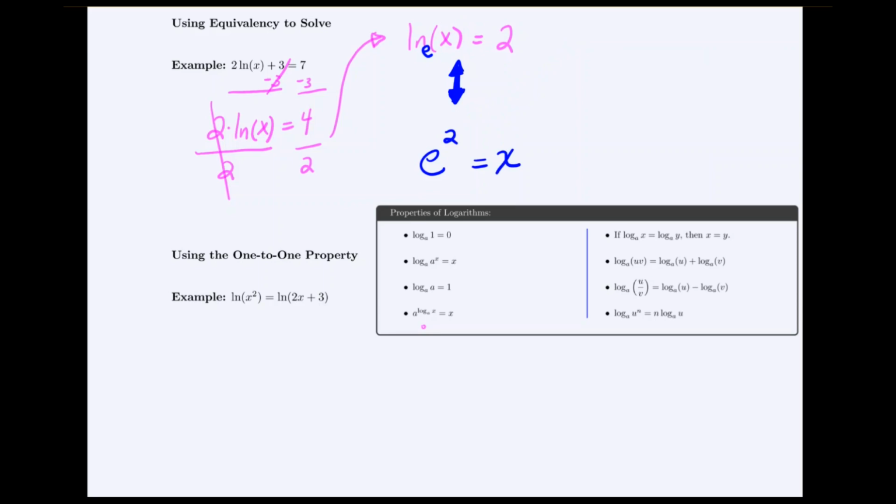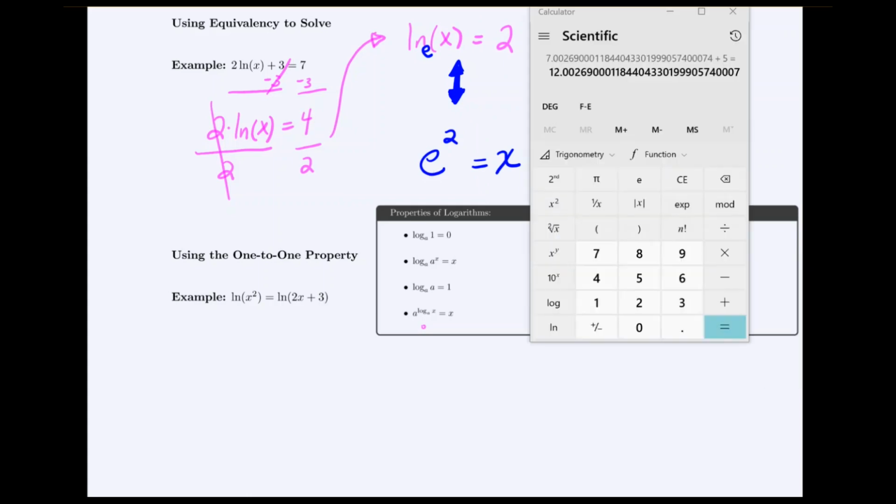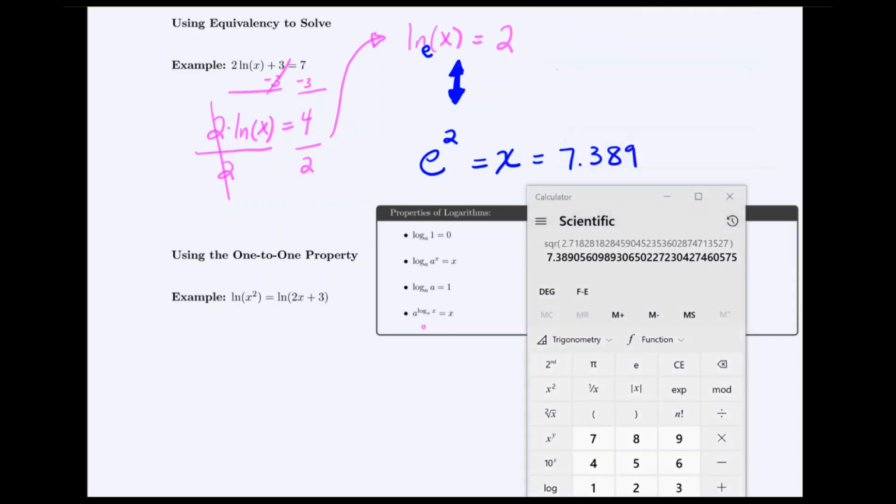And through this way, instead of having to solve for x, we now have x equal to some expression. Well, x is equal to e squared, or if we wanted to use our calculator, we would just take our e and then square that and get 7.389 when rounded to 3 decimal places. And that would be a great way of how we could solve this problem.